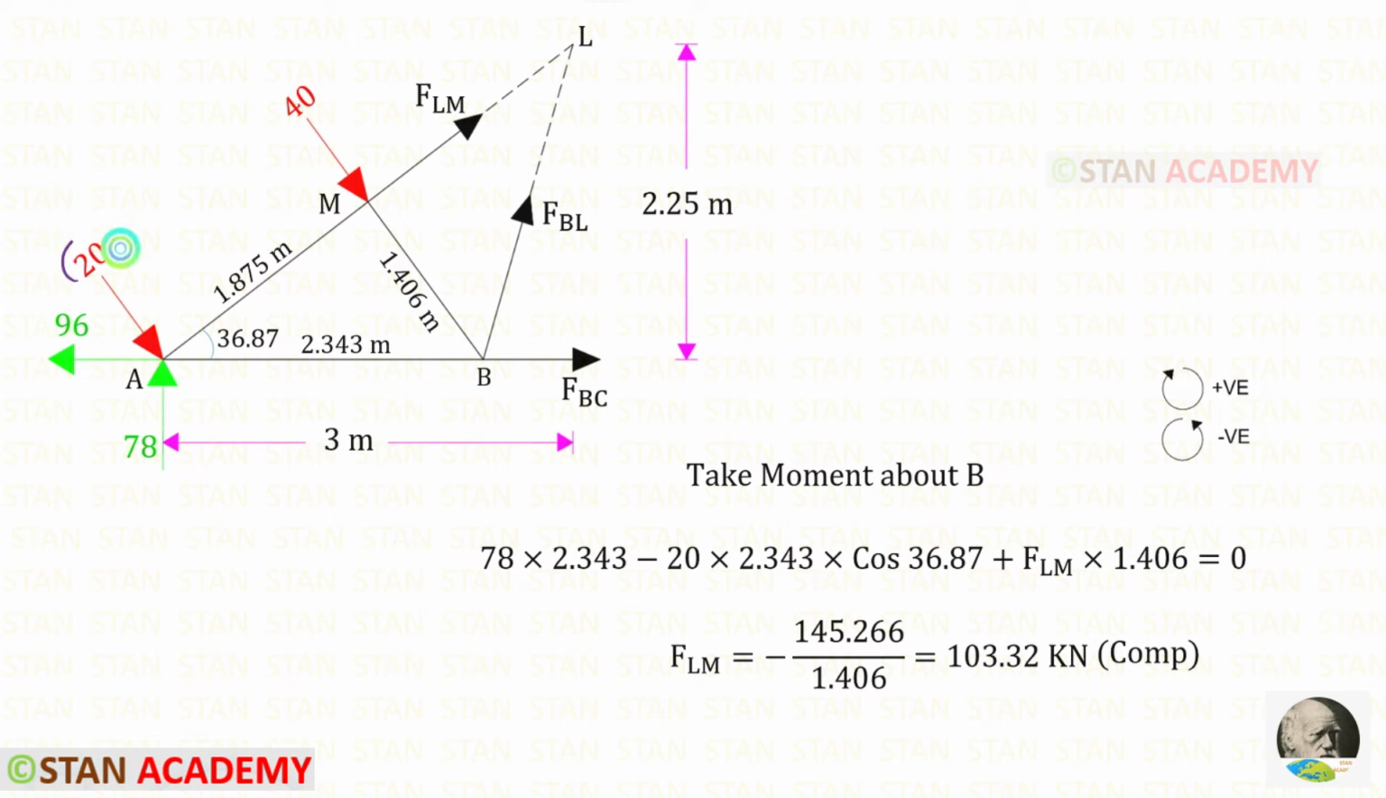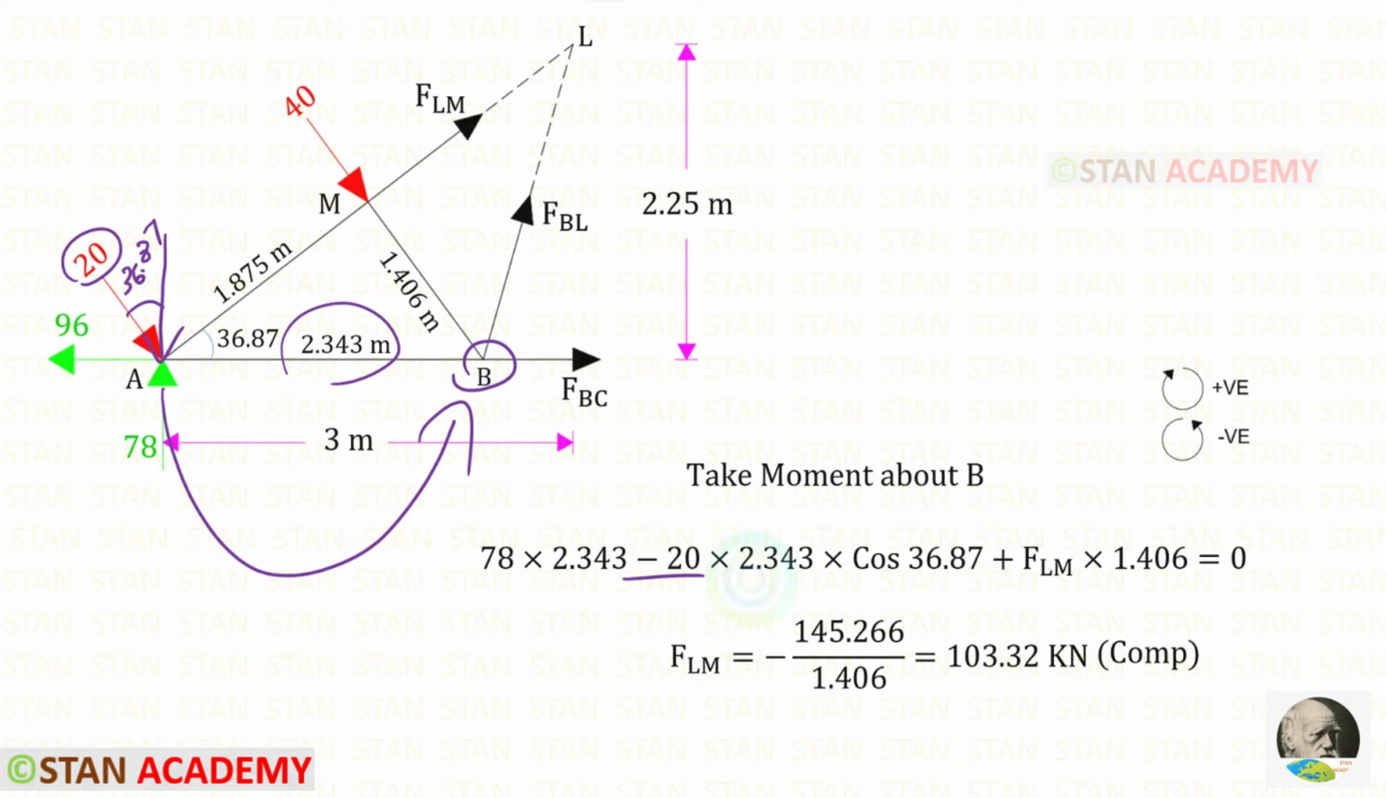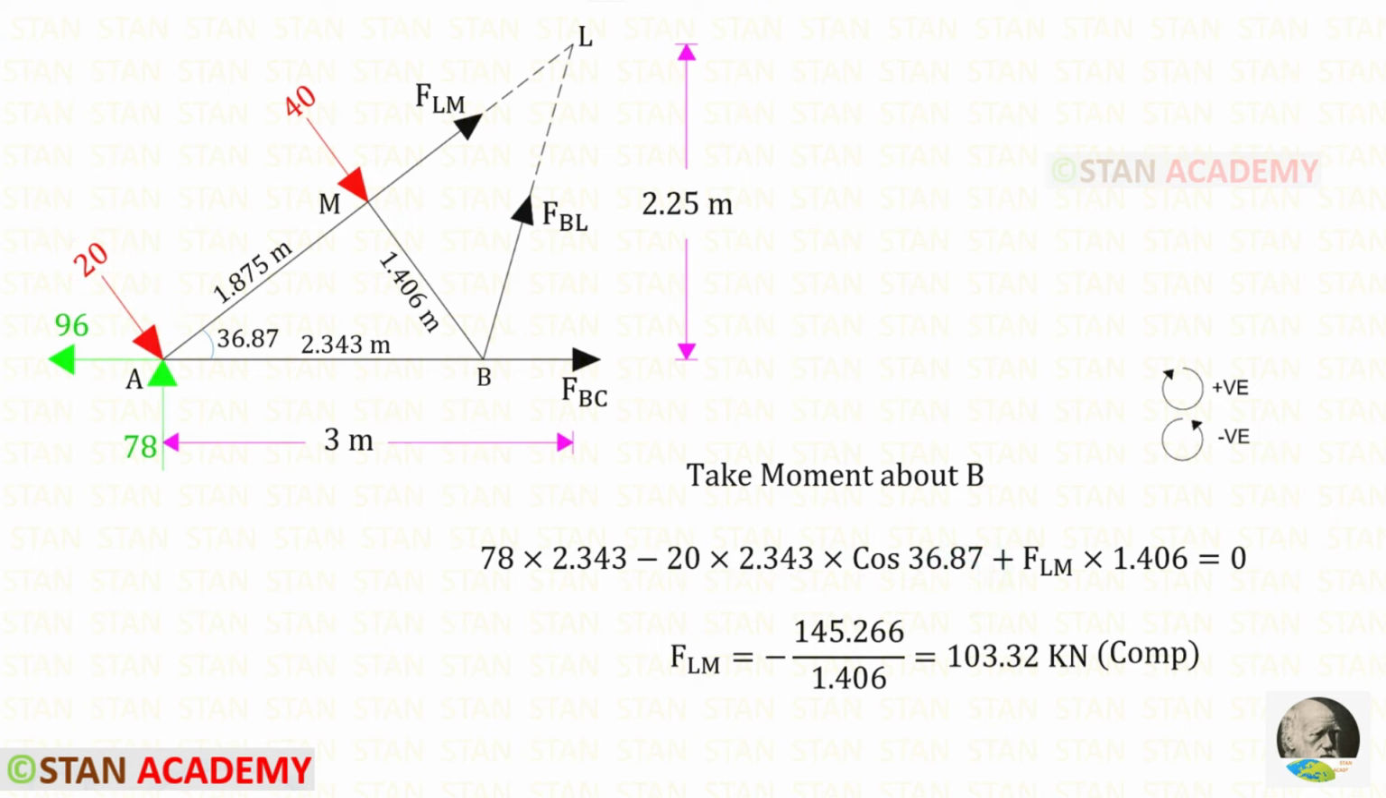We can resolve 20 in the vertical direction. To keep it in the vertical direction, we need 36.87 degree. About the point B, it is acting in the anti-clockwise direction so that it will be negative and the distance is 2.343 and we have to multiply with the cos 36.87. For FLM, we will get a negative value, that means it is compressive.